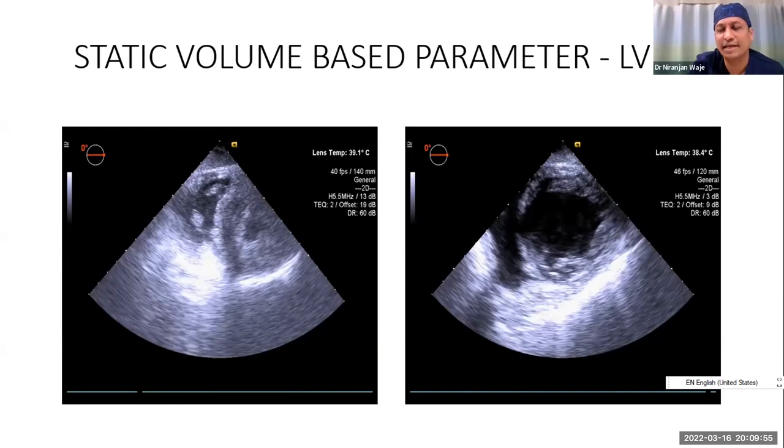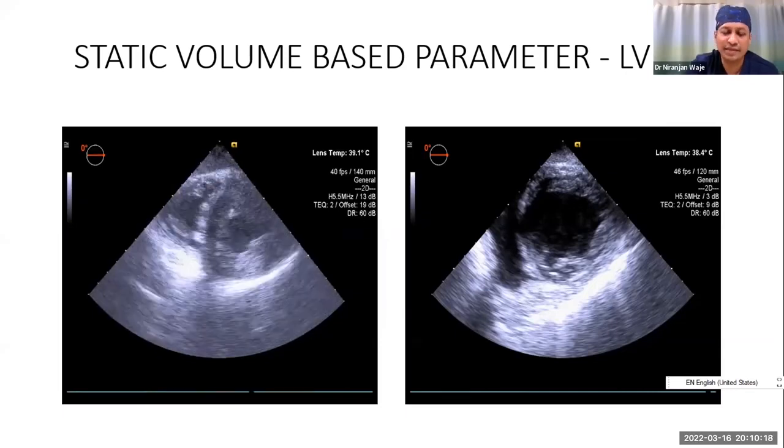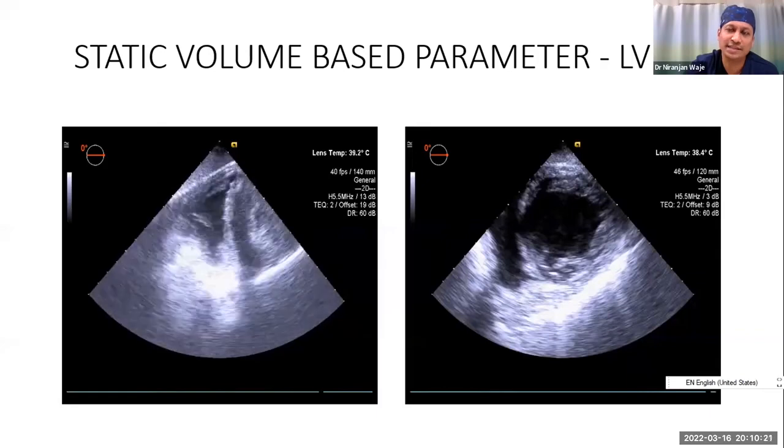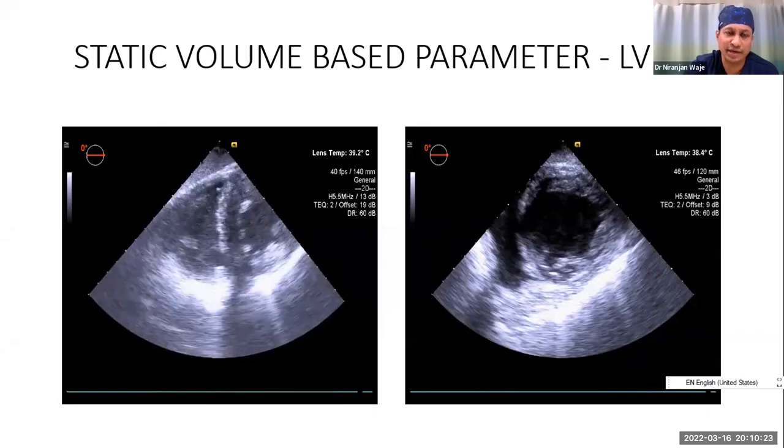They can also be divided differently. The volume-based parameters are better than the pressure-based parameters, and the dynamic parameters are better than the static parameters. So whether pressure-based or volume-based, both can be static or dynamic, and the volume-based dynamic parameters are the most accurate. Echo can also give us static as well as dynamic parameters.